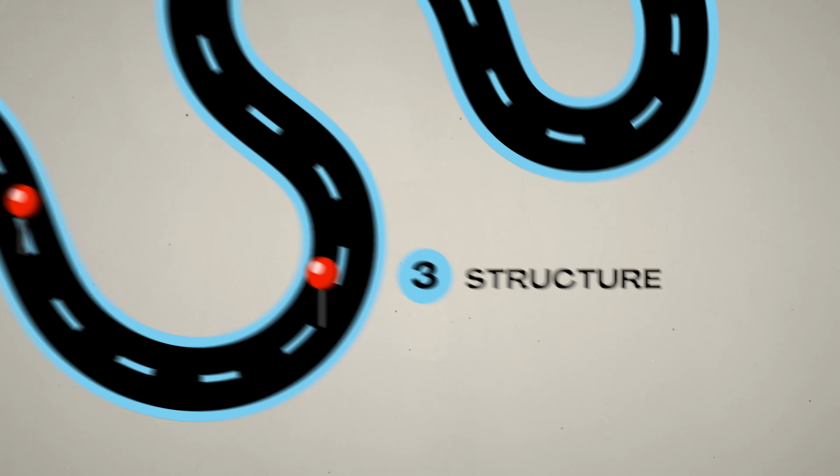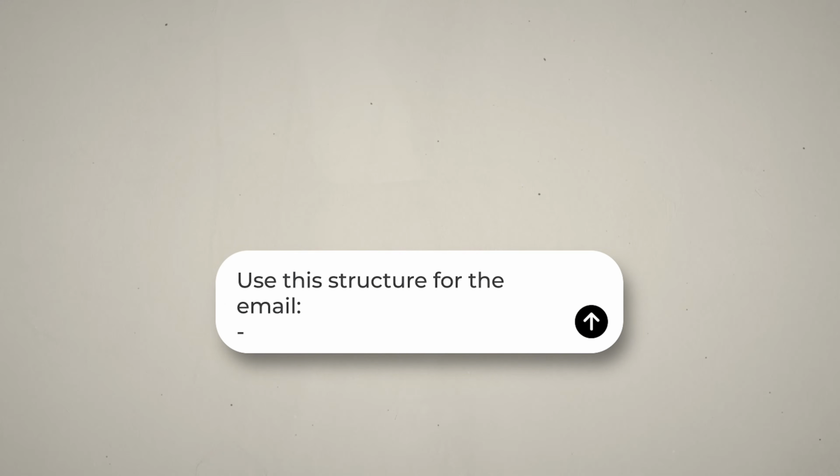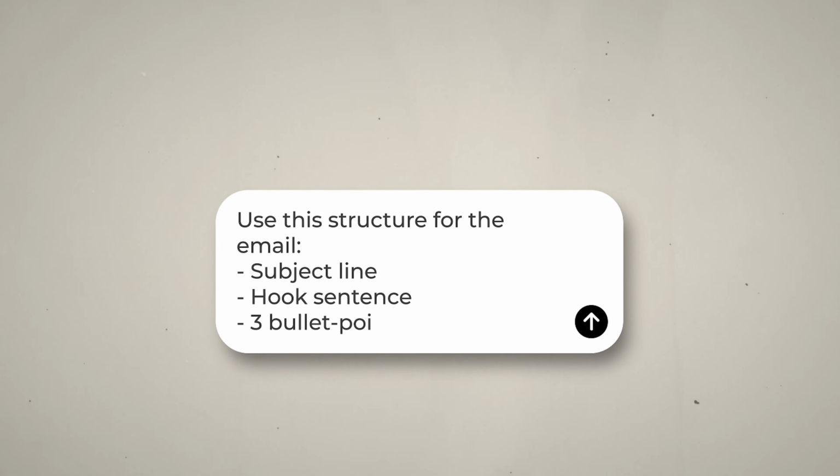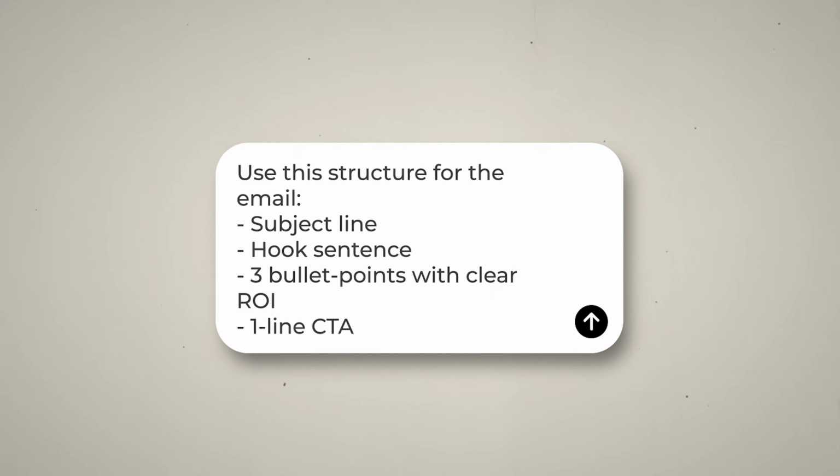Tip 3 is structure. Even with context, the output can be very messy, like your intern dumping every thought into a single paragraph. What's important here is to ask for the right format up front. For example, you can say, use this structure for the email with a subject line, a hook sentence, 3 bullet points with clear ROI, and a 1-line CTA. Once you set the format, you get repeatable, professional results. And when you don't, well, every output feels like a gamble.